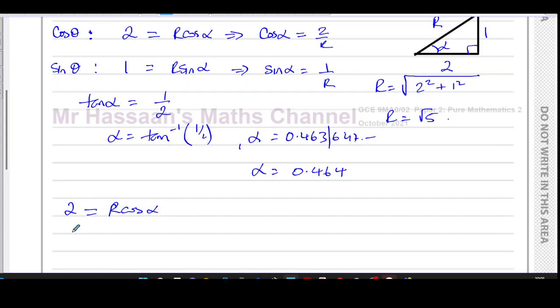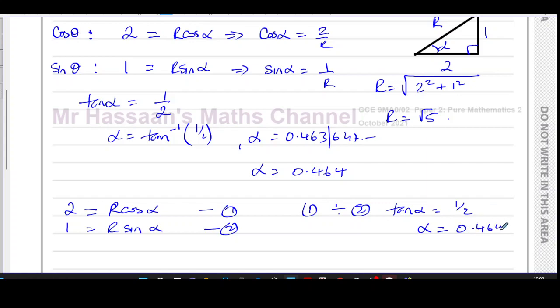So 2 equals r cosine alpha, 1 equals r sine alpha. This is found by comparing the coefficients. So up to that stage, it's the same. Now I can call this equation 1 and equation 2. If I do equation 1 divided by equation 2, I end up with sine alpha over cosine alpha, the r's cancel, equals a half. So I end up with tan of alpha equals a half, and then the rest is the same, inverse tan of a half, and you get your answer 0.464 in the end.